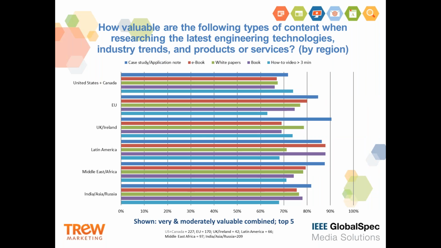All right, cool. So looking first regionally, when you're looking at this chart, you need to remember that I took the blue and the red bars, the very and moderately valuable, and merged them into one bar. So when you're looking at these bars, recognize that they all represent very or moderately valuable. The biggest differences we see in the most valued content types are in Latin America by region, where engineers value ebooks and books more than any other content types.